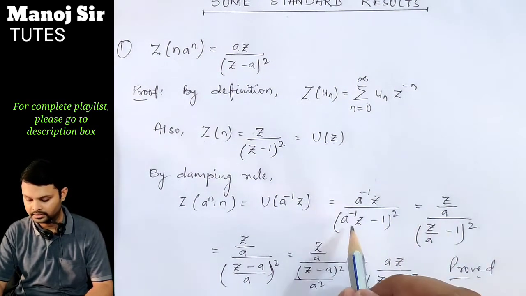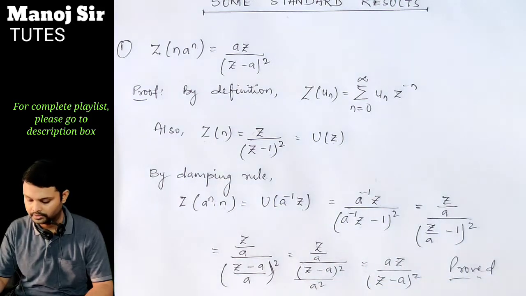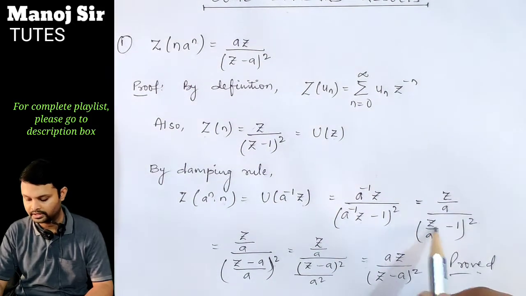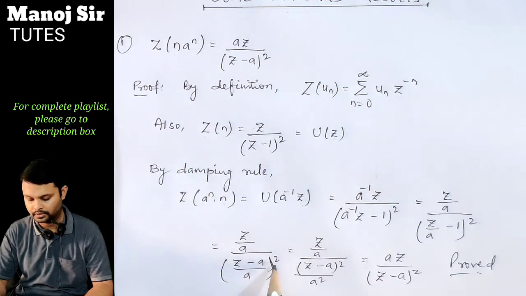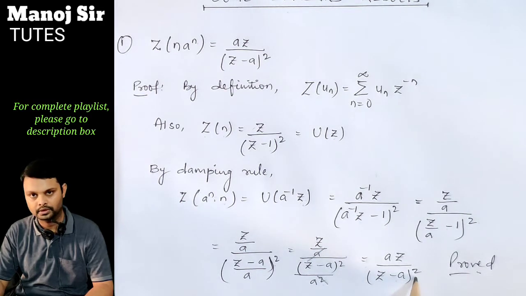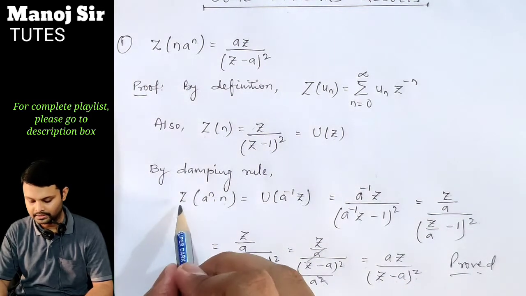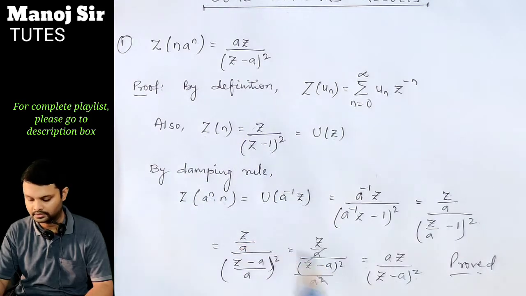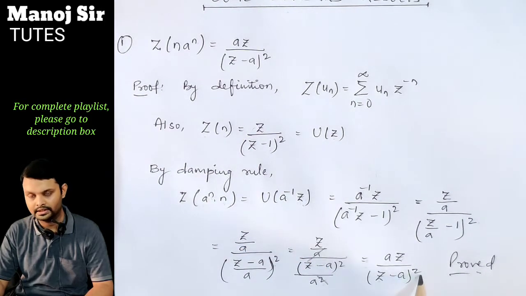Now simply solve this. This is z upon a, upon (z upon a minus 1) whole square. If you take LCM, this is going to be (z minus a) upon a, whole square. Now z upon a is as it is, we can rewrite this as (z minus a) whole square upon a square. Now you can see an a gets cancelled. If you take this a to the numerator part, this will become a z upon (z minus a) whole square. So we can say that the Z transform of n into a to the power n is equal to a z upon (z minus a) whole square.